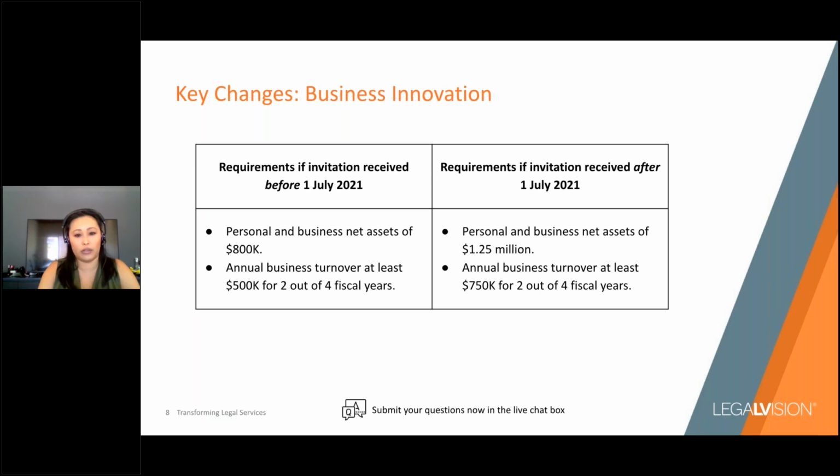This is Australian dollars. Similarly, the government also assesses what your business's turnover has been in the last 2 out of 4 fiscal years. So pre 1 July 2021, you had to demonstrate that the turnover for your main qualifying business was at least 500,000. That has since increased to $750,000.